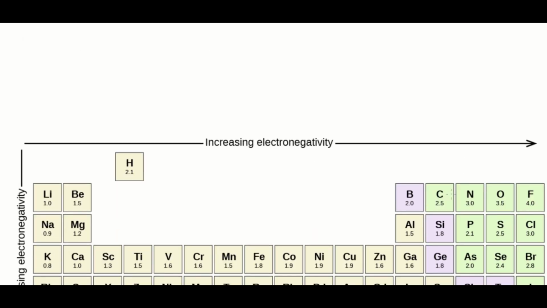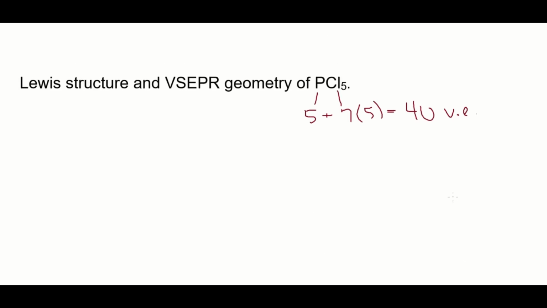Phosphorus, let's put it in the middle because it's less electronegative than chlorine. We'll surround phosphorus with the 5 chlorines. Next, we need to connect the terminal atoms to the central atom. That's called the bonding pair. Each of those bonding pairs is 2 shared electrons, so we're down to 30 valence electrons.